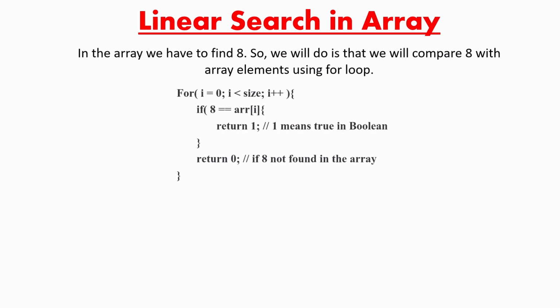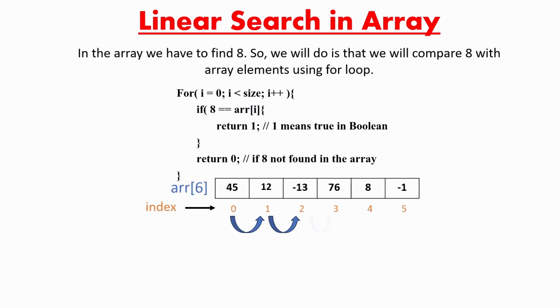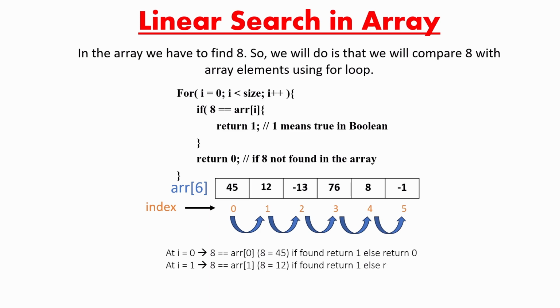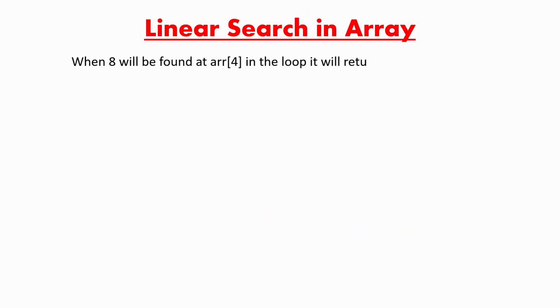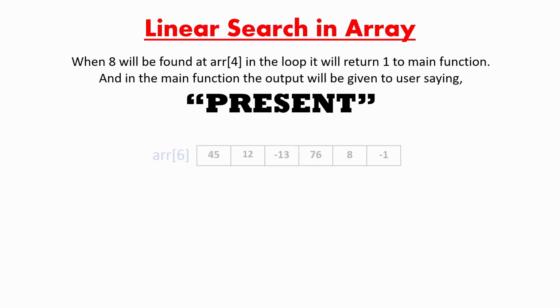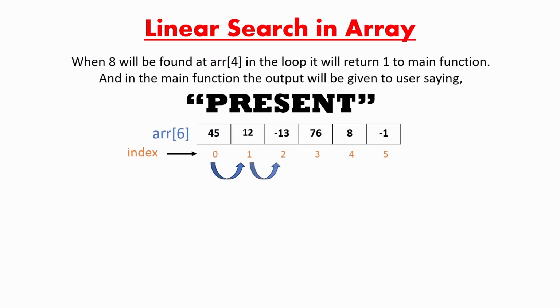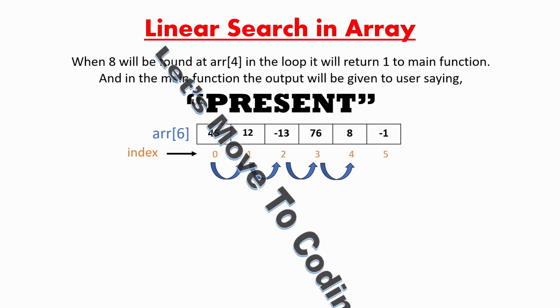In the array we have to find 8, so what we will do is compare 8 with the array elements using a for loop. It will compare every element with 8. When 8 is found in the array at index 4, it will return 1 to the main function, and in the main function the output will be given to the user saying present. Let's move to the coding part.